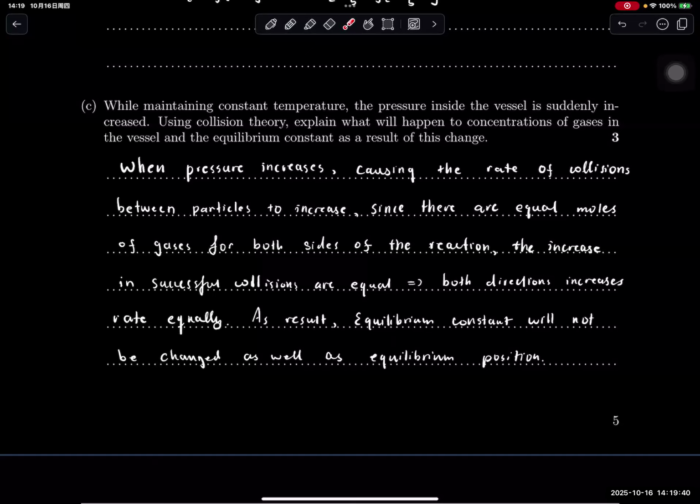There's not going to be any change to the equilibrium constant, because the equilibrium constant is only a factor of temperature. Since temperature remains constant, and there's no change in position as well, everything just happens to be faster, but everything is still the same.